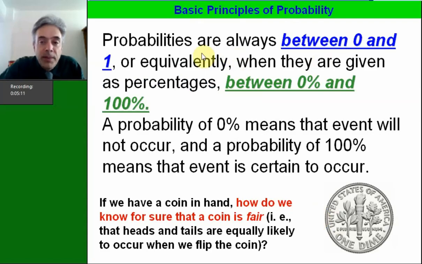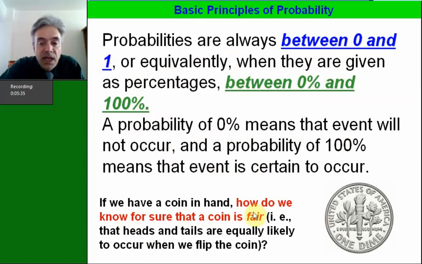So probabilities are always between 0 and 1. So 0 means 0% and 1 would mean 100%. Or equivalently, when they are given as percentages, it's going to be between 0 and 100%. A probability of 0 means that the event will not occur, and a probability of 100% means that it will certainly occur.